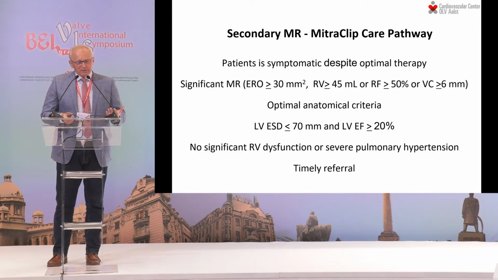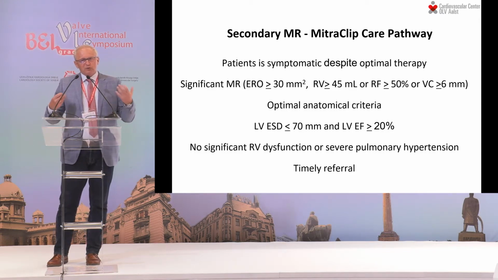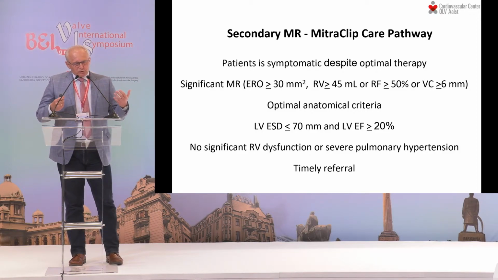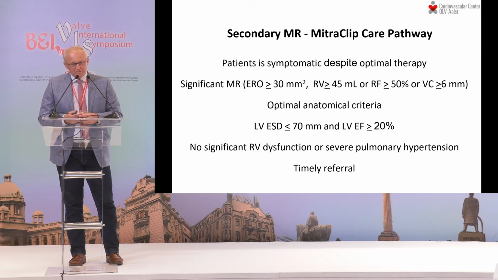And you have to ensure that the patients have optimal criteria as regards anatomical eligibility to implant the clip. There should be the right degree of left ventricular dysfunction. And again, we now rely very much blindly on the criteria of the COAPT, saying that the LV end-systolic diameter should be less than 70 millimeters, and EF should be at least 20% and above.